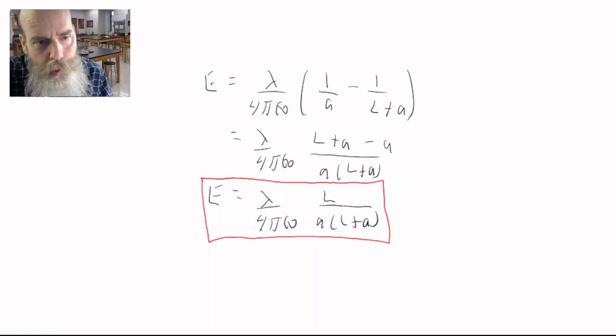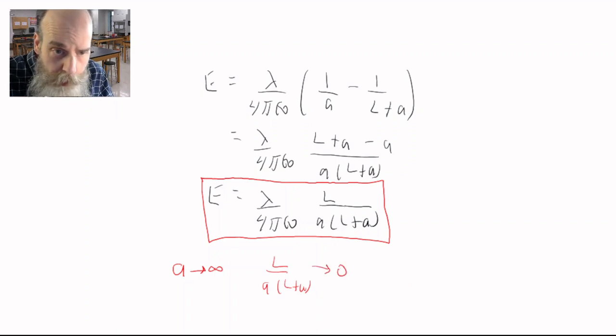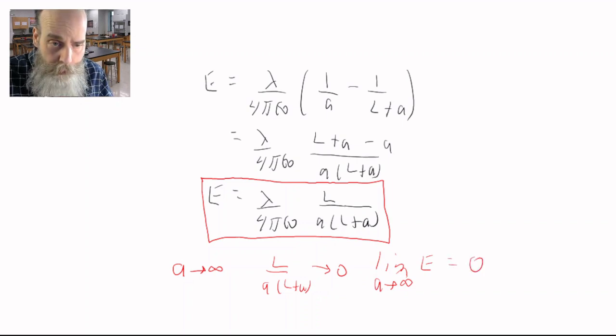What happens when A goes to infinity? If A goes to infinity, L over A times L plus A goes to 0. So we can write the limit as A goes to infinity of E is 0. That is what we expect, because when A goes to infinity, this line of charge looks like a point charge. And we know that the electric field of a point charge is 0 at an infinite distance from the charge.